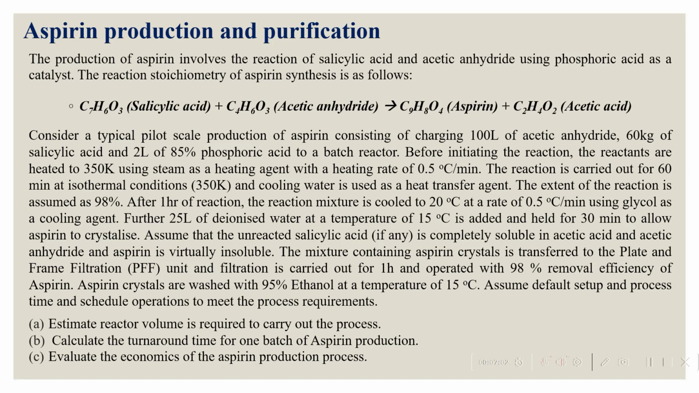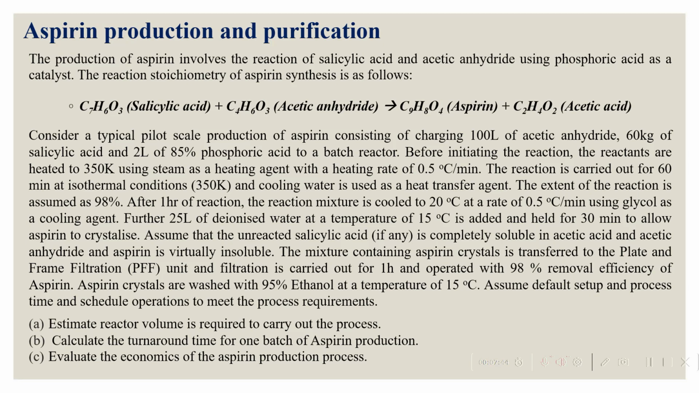So once you have heated the reactants, you allow the reactants to undergo the reaction for 60 minutes at that isothermal condition, that is 350 Kelvin. And once the reaction is completed, we are going to cool the reaction mixture to 20 degrees centigrade at the rate of 0.5 degree per minute using glycol as a cooling agent. And once the solution is cooled to 20 degrees centigrade, we need to add 25 liter of deionized water, which is available at 15 degrees centigrade, and we need to hold the reaction mixture for 30 minutes to allow aspirin to crystallize.